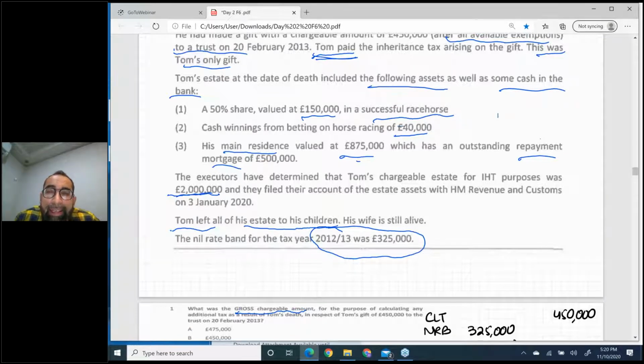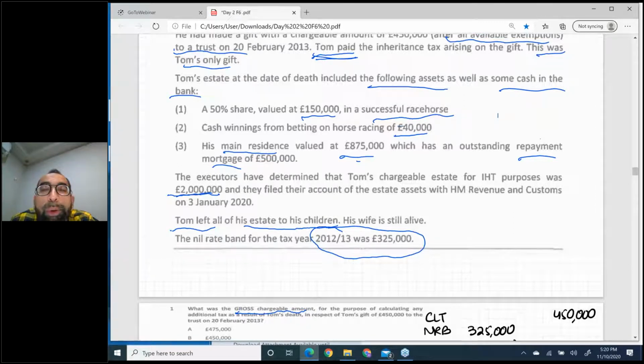Now, as an active student, you may ask one question: sir, when we studied IHT, you are all TX F6 students, we studied one topic, the transfer of NRB from spouse. Hope you remember this. Sir, do we apply this topic here?